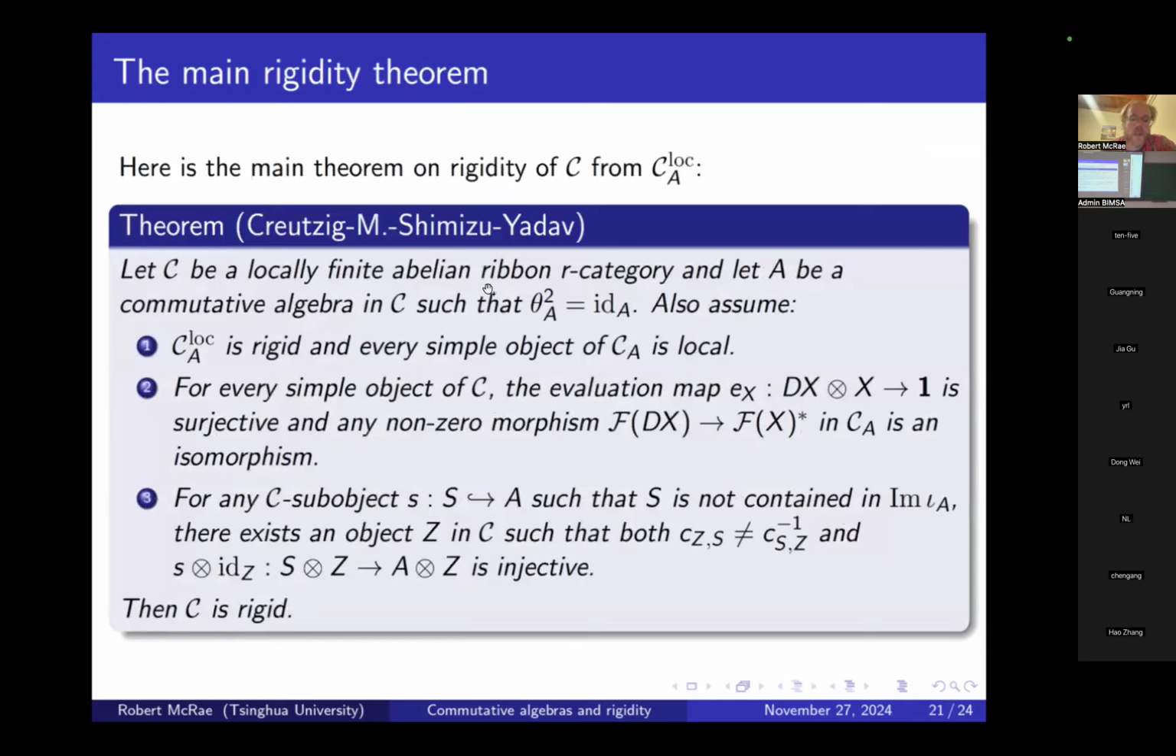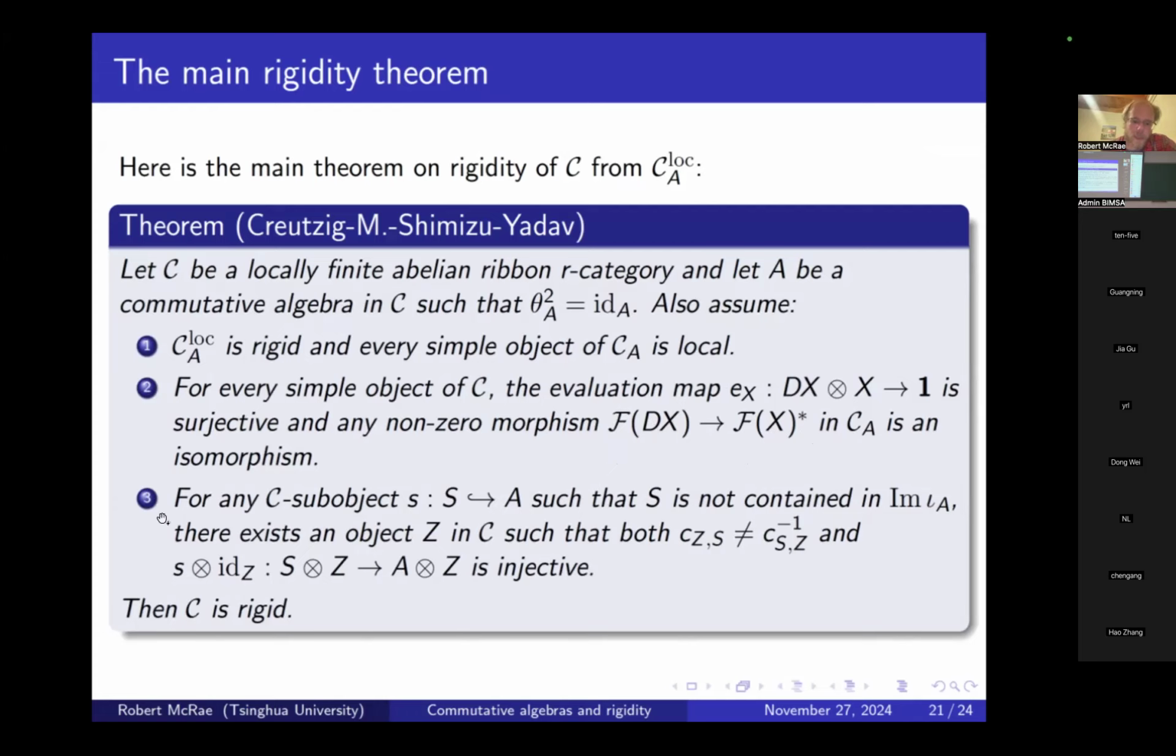So we have all these assumptions about C. We assume CA local is rigid and every simple object is a local module. That tells us that CA is rigid. And then I have, this condition 2 is just some sort of minimal condition that I need to get the f prime functor to send duals to duals. So it's enough to show that if I look at this morphism between the ordinary induction functor and duals in CA, then it's an isomorphism.